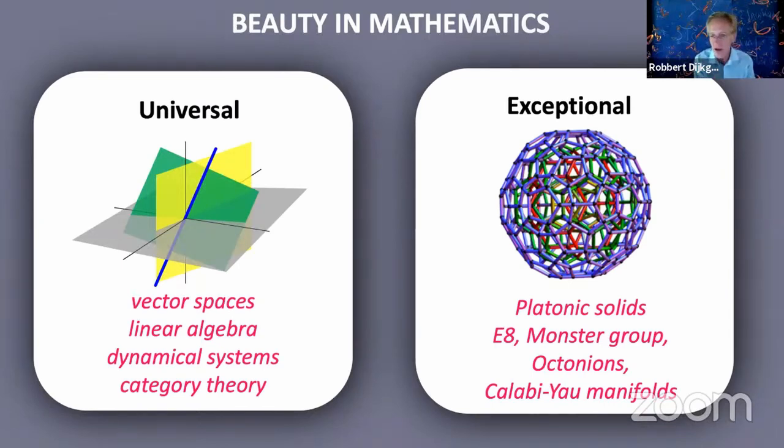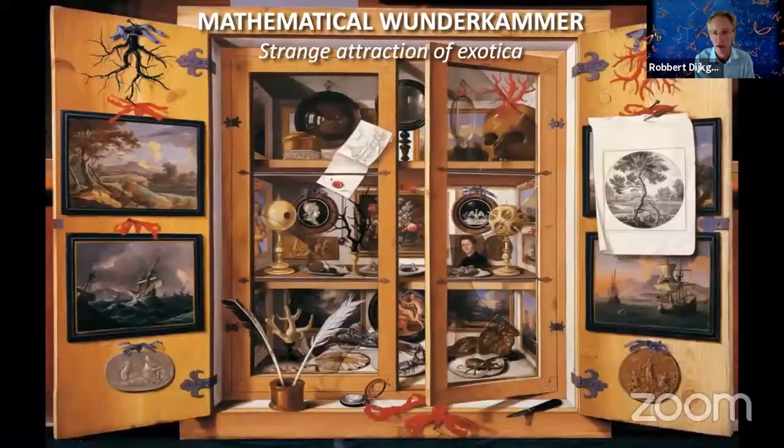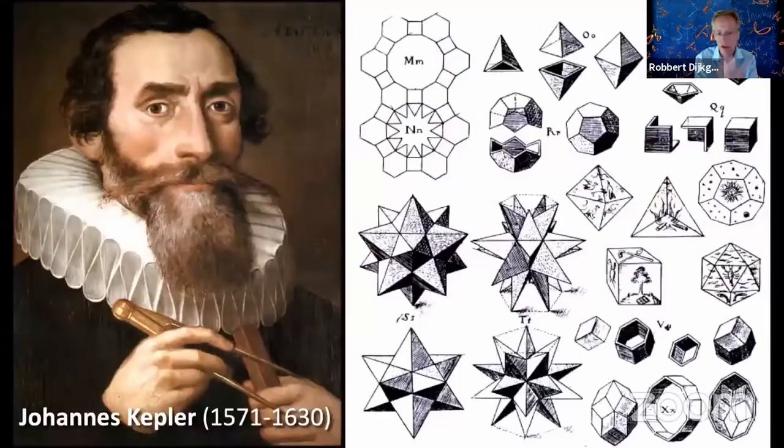The second one I like to compare to those 17th century cabinets of curiosity, the Wunderkammers, so there are strange exotica that we feel attracted towards. And so the question is, even if beauty is a guidance, which of the two variants is the most productive one? And there's a famous cautionary tale, let me share it here, which is Johannes Kepler.